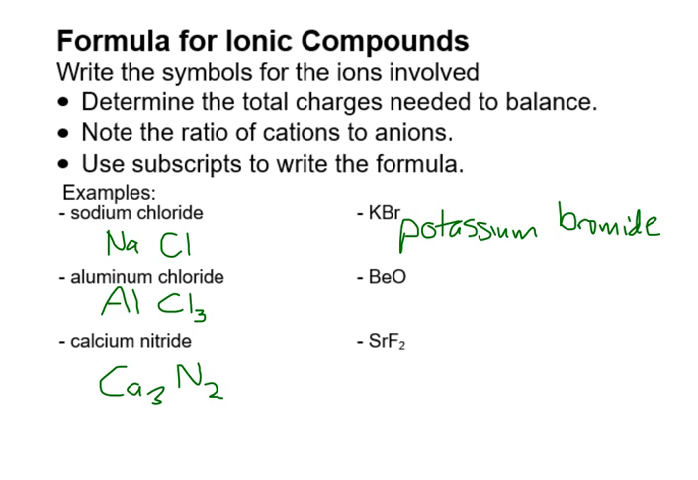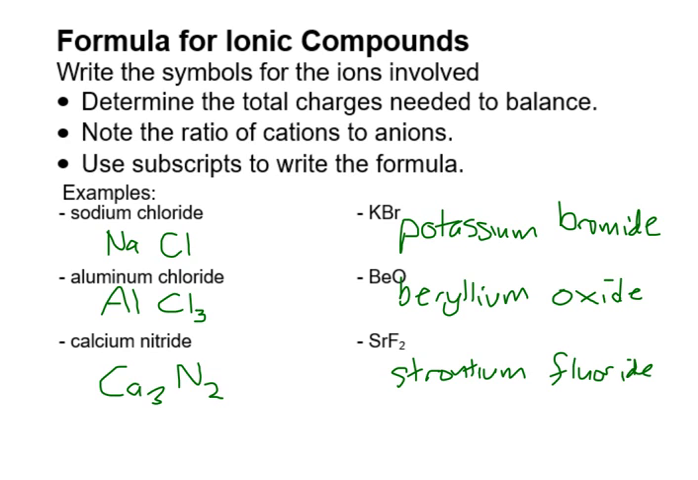Or this one right here. Be is beryllium. And then oxygen becomes oxide. Perfect. Or Sr is strontium. And F is fluorine, so change it to fluoride. These ones are actually a lot easier because you don't even need to worry about those charges. You just write what you see. Just change the second word to ide, and you're golden. Does that make sense? Okay.